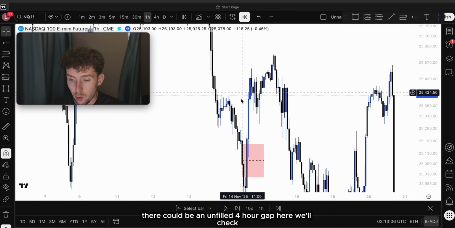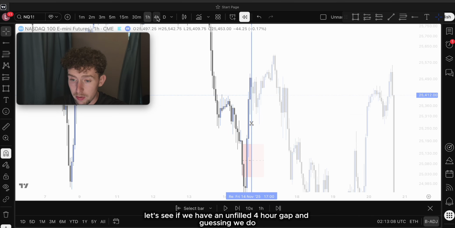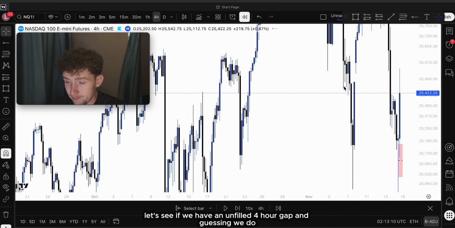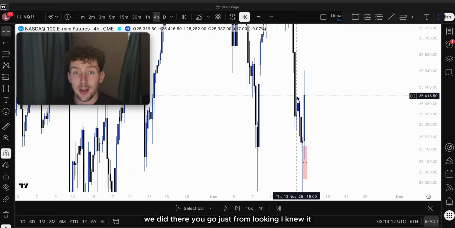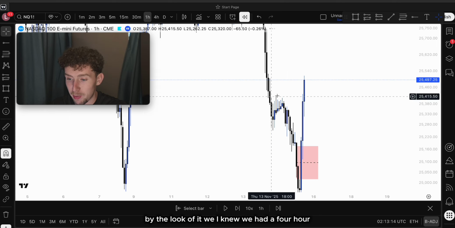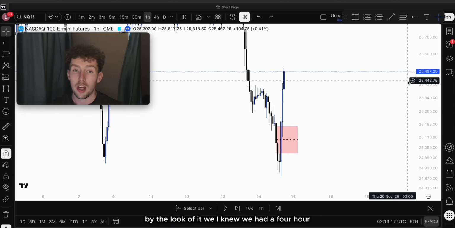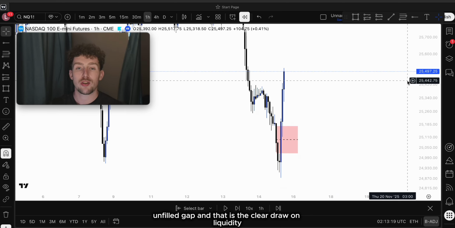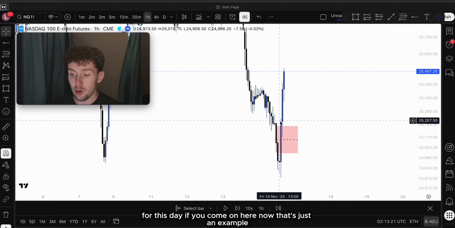There could be an unfilled 4-hour gap here. We'll check. Let's see if we have an unfilled 4-hour gap. I'm guessing we do. We did. There you go. Just from looking, I knew we had a 4-hour unfilled gap. And that is the clear draw on liquidity for this day if you come on here.